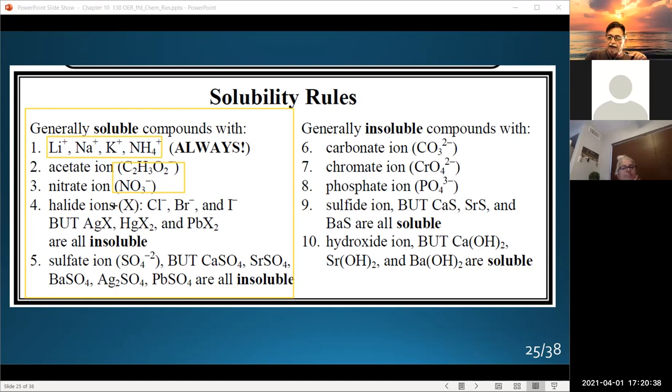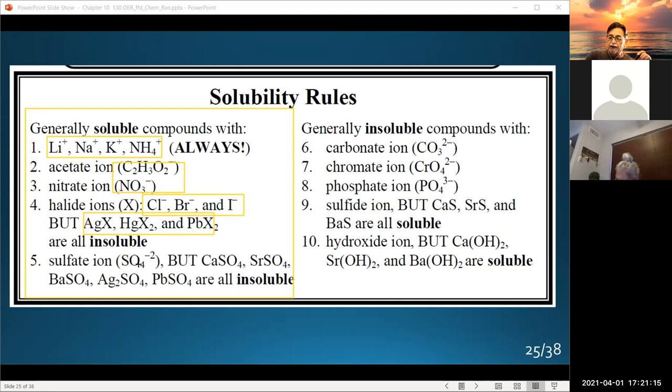With respect to the halides, and those are the chloride, the bromide, and the iodide, most of the time they are soluble regardless of what the partner is. The only exception are these three. If you have silver, mercury, or lead with any of those three halides, then it is insoluble, okay? That means that everything else, all the other billion examples out there, are soluble.